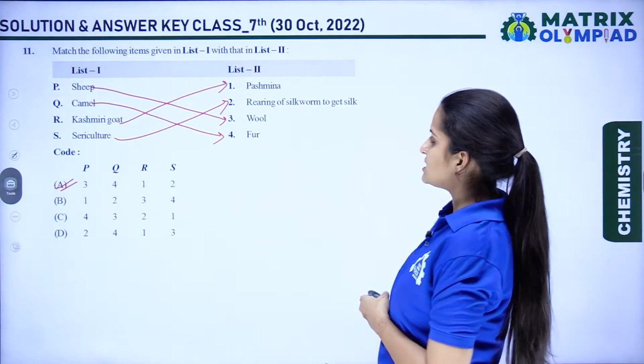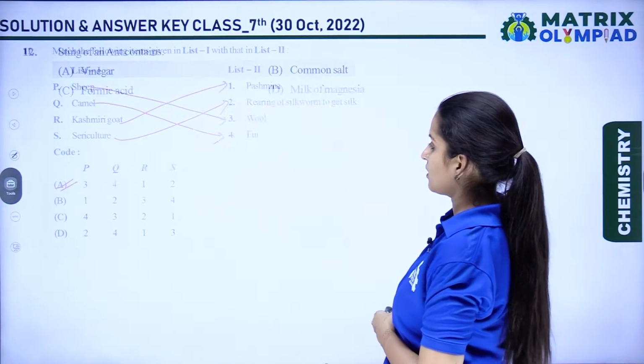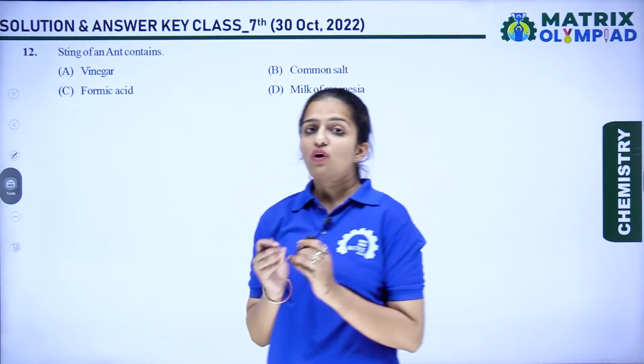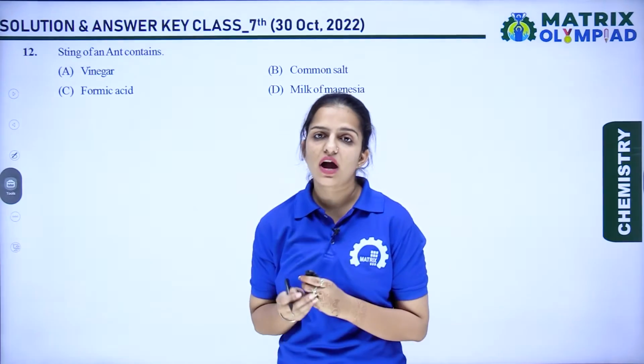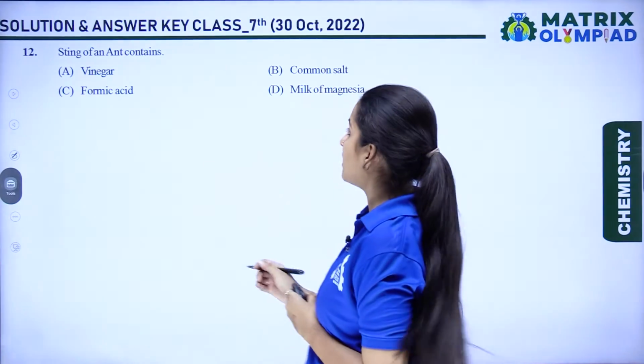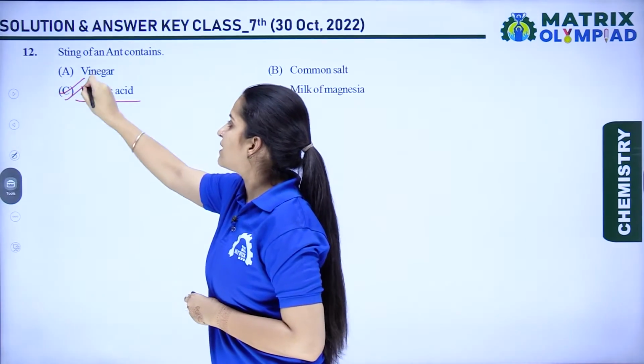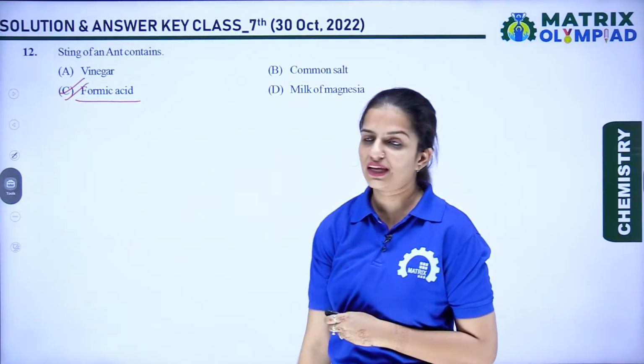Our next question is, sting of an ant contains, as we all know, formic acid. So here formic acid is in option number C. So option C is correct, which is a type of organic acid.